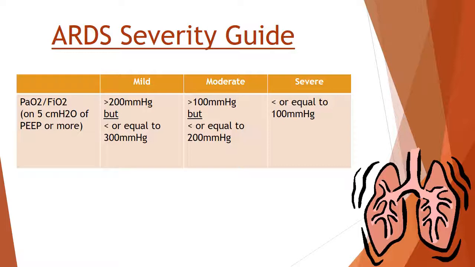Mild ARDS is classified with a PaO2 to FiO2, or PF, ratio of greater than 200 millimeters of mercury, but less than or equal to 300, while the patient is receiving 5 or more centimeters of water of PEEP. For moderate, it would be greater than 100, but less than or equal to 200. And severe is less than or equal to 100 millimeters of mercury for the PF ratio.